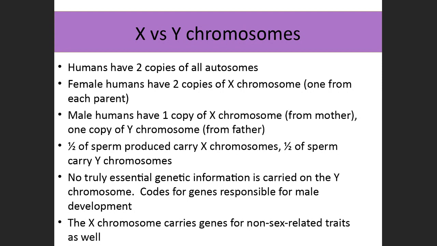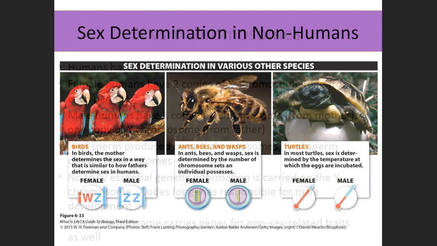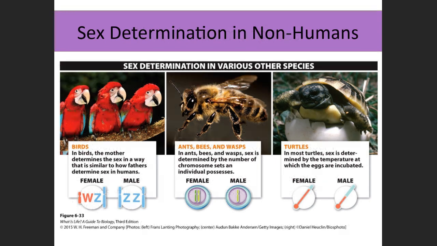But not every animal determines sex the same way. So they're not all using these X and Y chromosomes. So birds, for instance, the males both have the same chromosome. So instead of X's, we call them Z. They have 2 of them. And the females are the ones that determine the sex of the offspring. Females have W and Z.